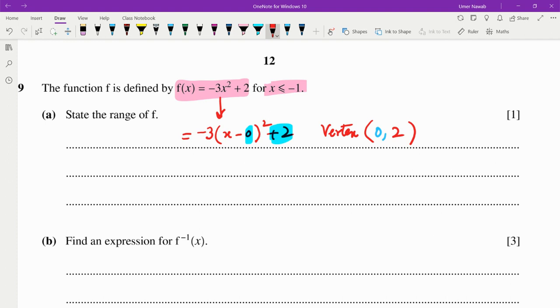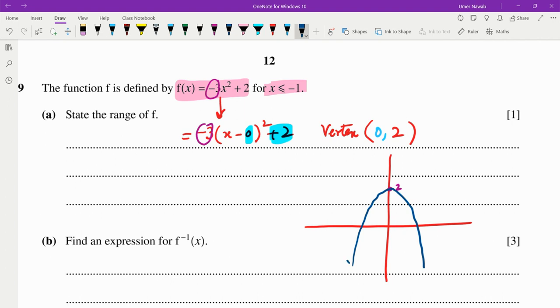Okay, so may I sketch this parabola? This parabola is facing downward. Can you see your x squared coefficient is negative? Whenever the x squared coefficient is negative, your parabola is facing downward. So my vertex is where? 0, 2. This is 0, 2, and the parabola will be facing down.